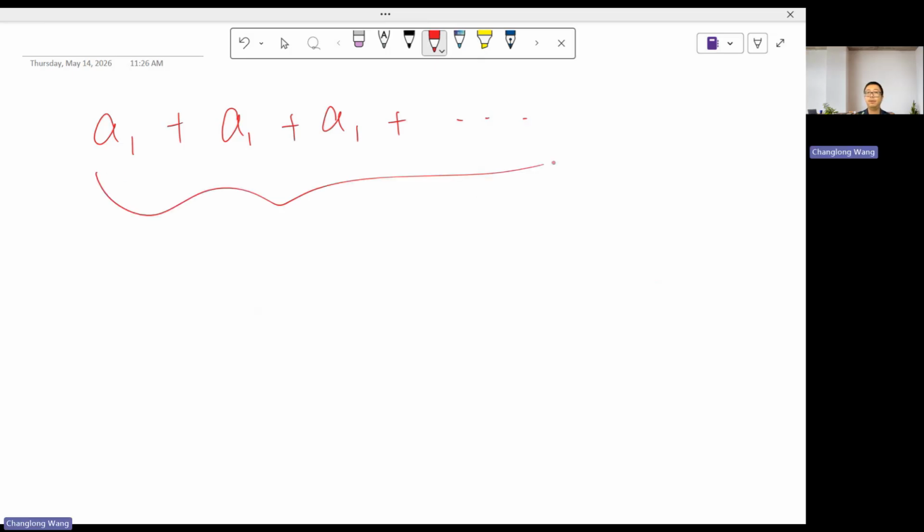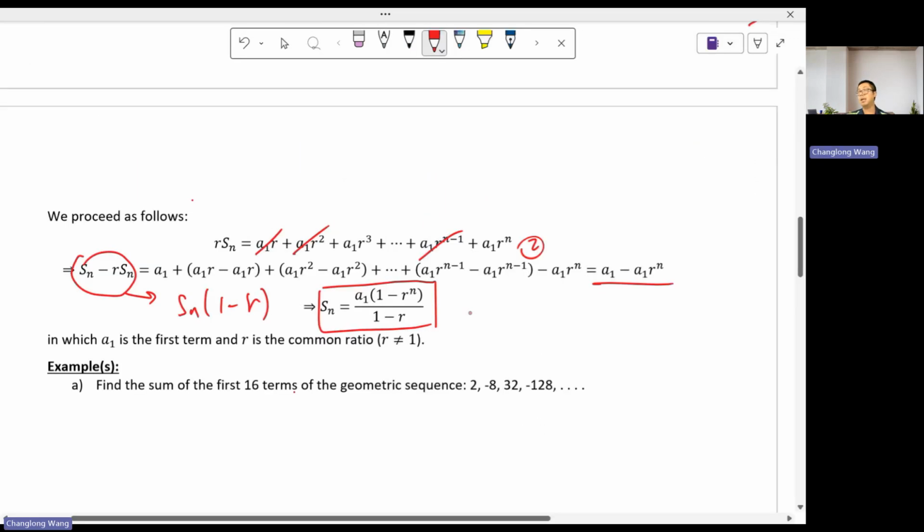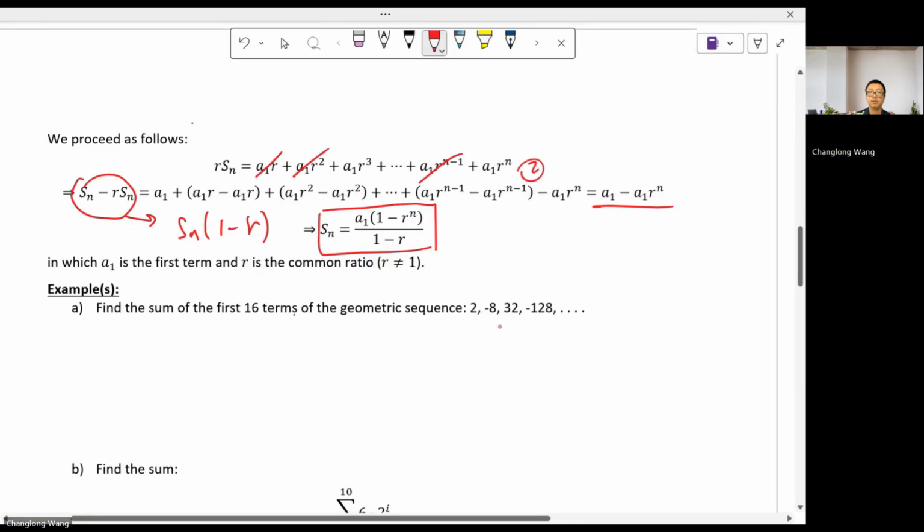So now what if you have n terms? So you sum up the first n terms, and you're going to get n times A sub 1, right, if the common ratio is 1. That means it's a trivial case. So you know how to sum up that many terms if the common ratio is 1. But if it's not 1, unfortunately, you have to use that formula. But at least you have something to work with. Right?